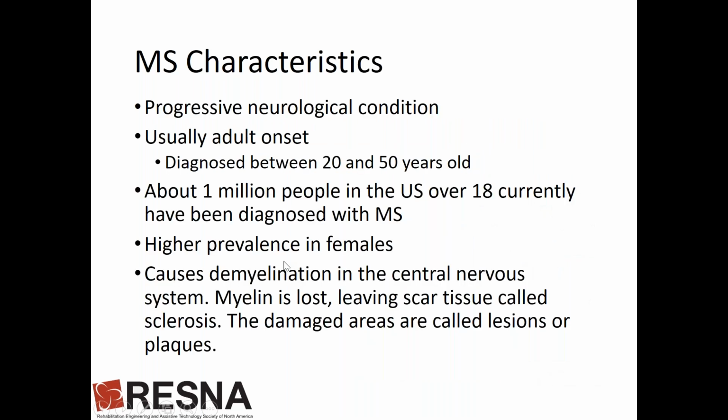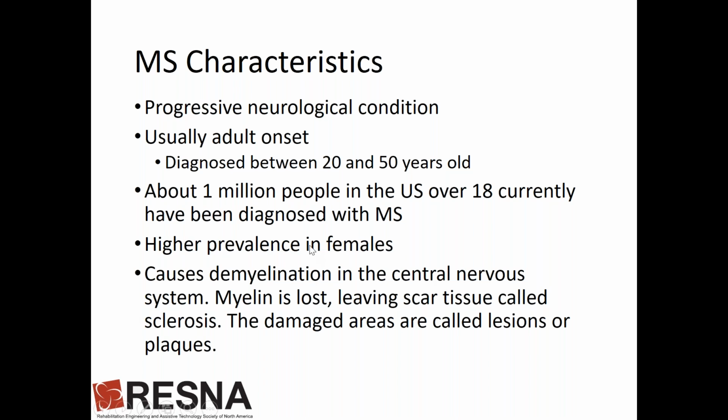Characteristics of multiple sclerosis: it is a progressive neurologic condition, so the person's presentation will change over time. We usually see adult onset. The earliest generalized diagnosis is about 20, and it could be diagnosed up to 50 years of age. Typically, before and after those ages, we don't see multiple sclerosis. About 1 million people in the US over 18 have been diagnosed with MS. This disease is higher in females.